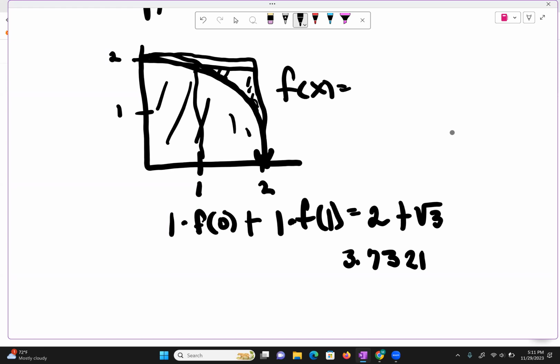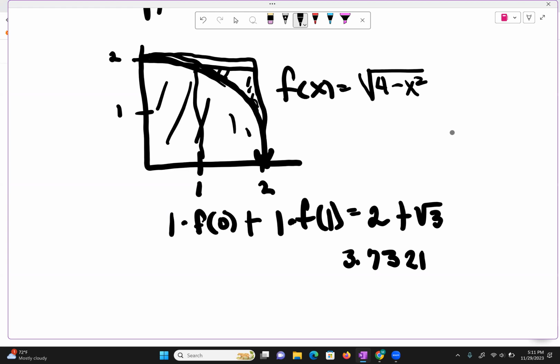So note that f of x is a decreasing function. If you look left to right, it's decreasing. And so we don't want to overestimate the area. We want to stay within the region. So if we look at this again, this function is 4 minus x squared.